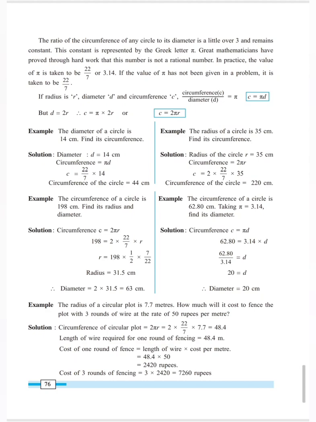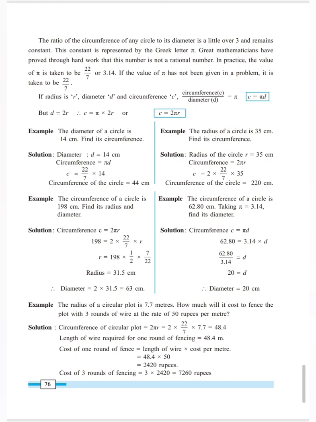Value of d is given 14 centimeter. So 22 upon 7 into 14. 7 ones are 7, 7 twos are 14. So 22 multiplied by 2 is equal to 44. So value of C, circumference of a circle, is equal to 44. It is given in centimeters, so circumference is also in centimeter.